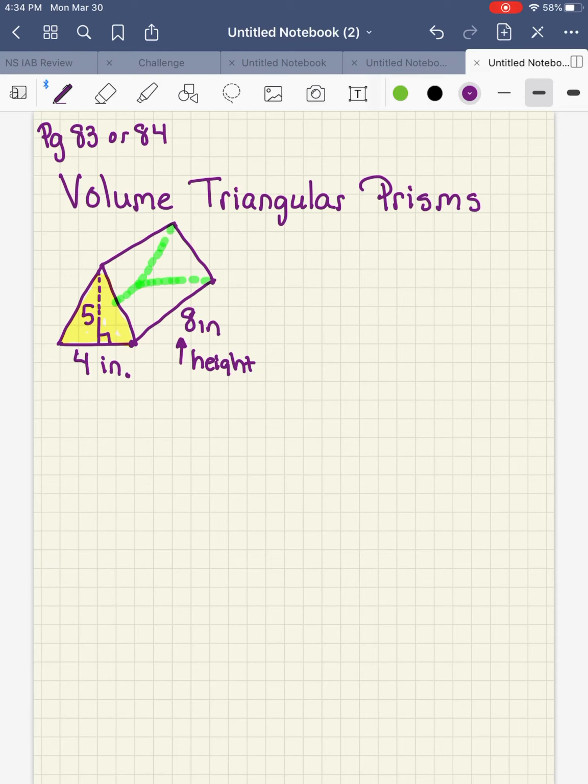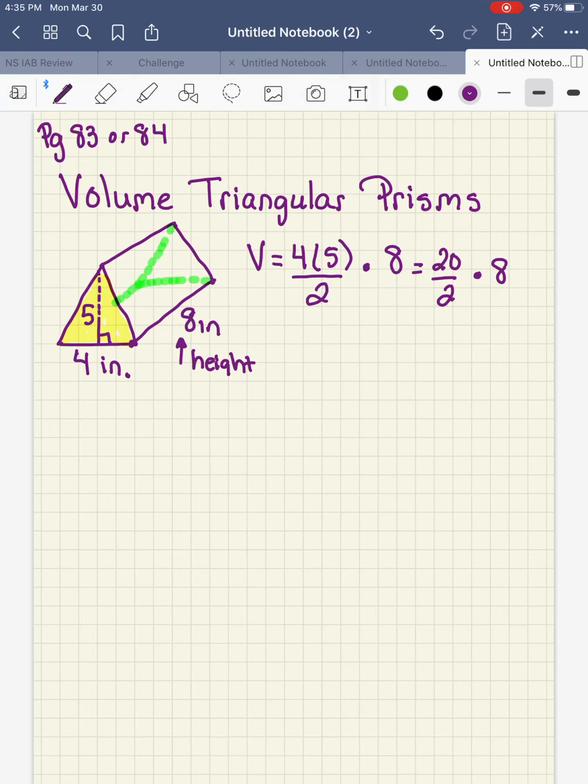So we just have to find the area of that triangle, which is the base times the height divided by 2. Right? That's the area of the triangle in the front, times the distance between the two bases, which is that height of 8. So times 8. So I'm going to solve this part first. 4 times 5 is 20 divided by 2, and then times 8.